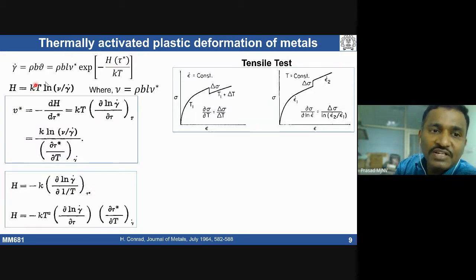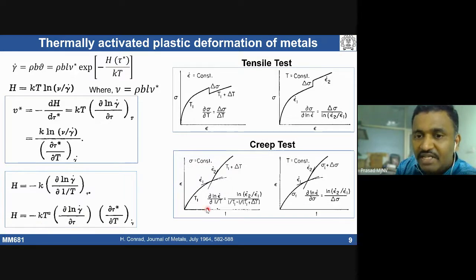From that you can also determine it, because you're deforming the material at constant stress, you can also get your activation volume, because dH by d tau. So from the creep test, people determine activation enthalpy or activation energy for deformations. These are simple equations we use, and from the basic equation we can actually get these enthalpies.